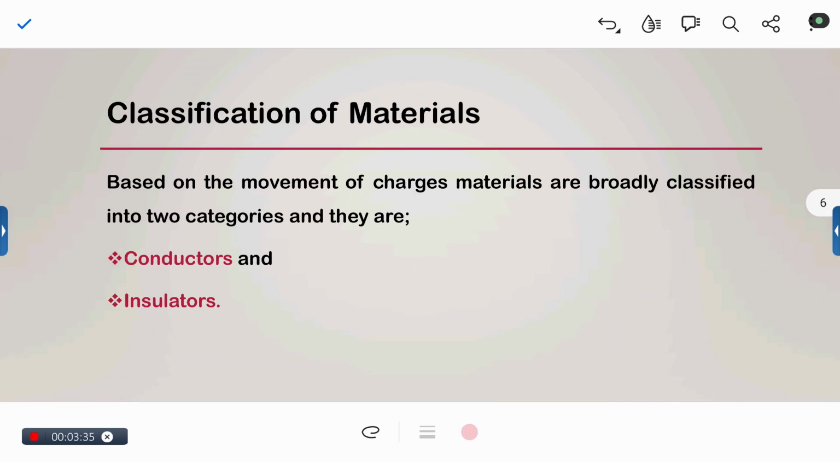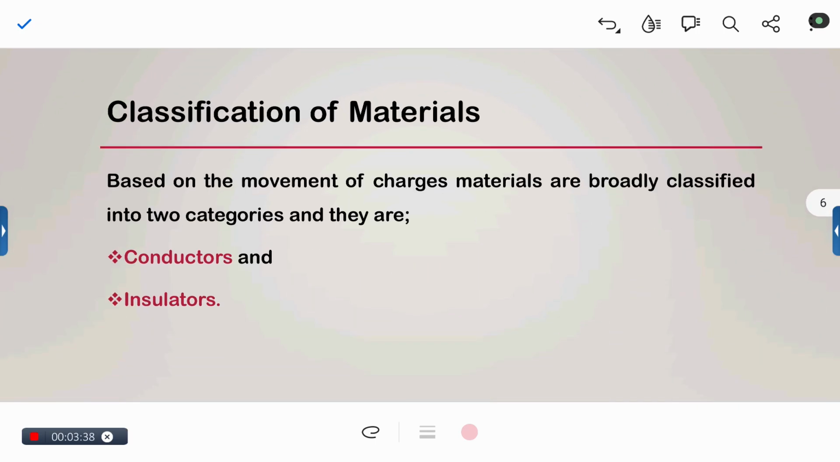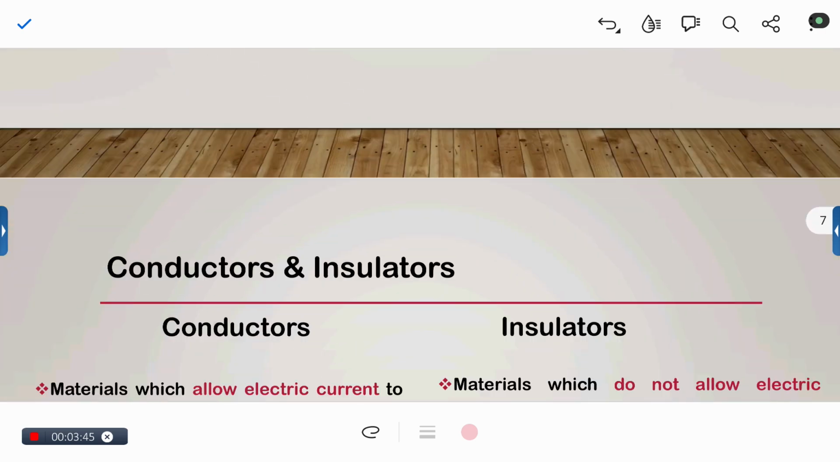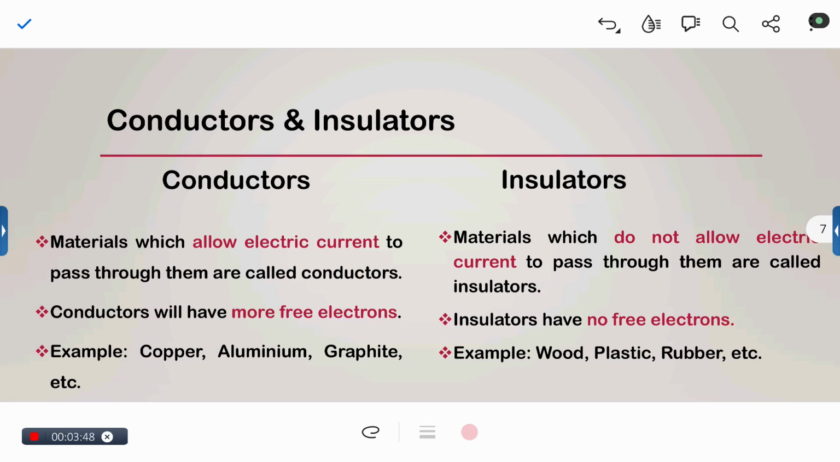Next, based upon the movement of the charges, we are going to divide the material into two categories. One is called a conductor and another is called an insulator. First, what is meant by a conductor? Conductors are the materials which allow the current to pass through them. For example, in electrical devices we use copper wires, right? This copper wire is considered a conductor. Why does it act as a conductor? Because copper wires have a large number of free electrons.